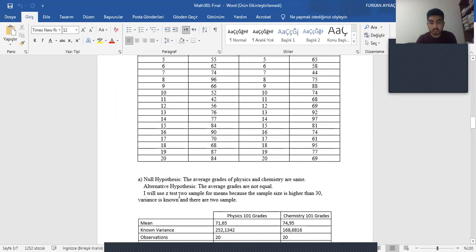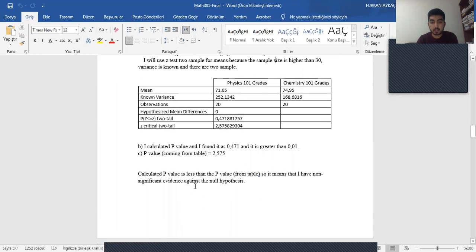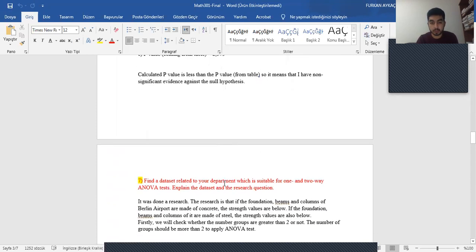I will use a z-test here, two sample for means, because the sample size is higher than 30. Variance we know, and there are two samples. So I calculated the p-value as 0.471. It is greater than 0.01. The value coming from the table is 2.575. The calculated value is less than the value coming from the table. It means that again I have non-significant evidence, again null hypothesis.